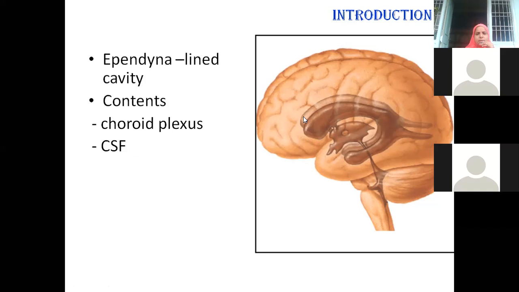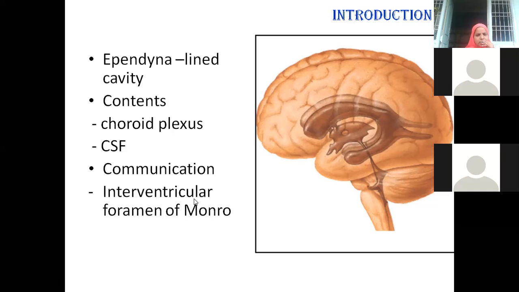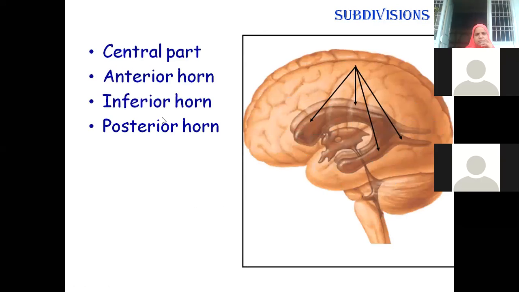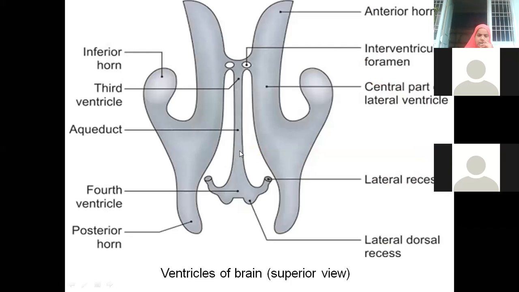Now we will see the contents, like what is the choroid plexus, CSF circulation. I told you yesterday also. So shape, everything we will discuss. Subdivisions we have just discussed. This is the central part, anterior horn, posterior horn, and inferior horn. This is the picture which is taken from Chaurasia.